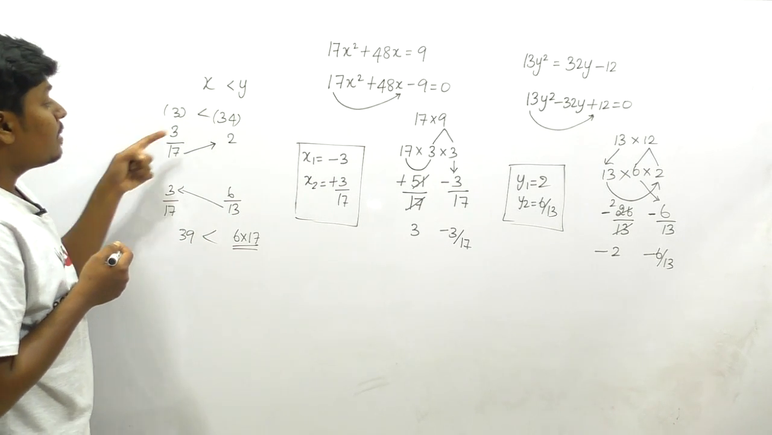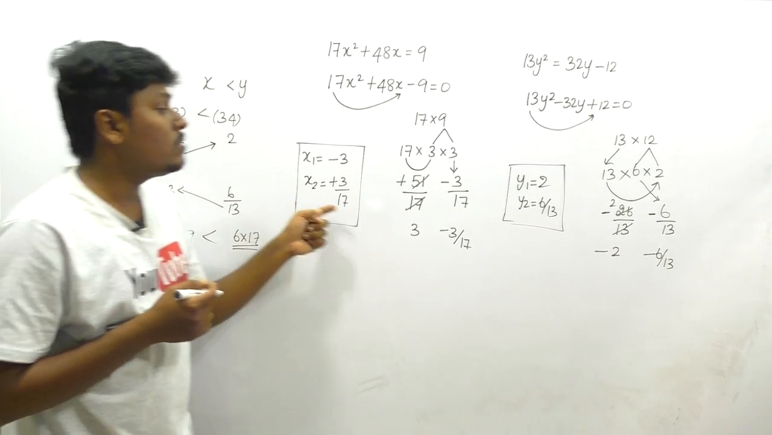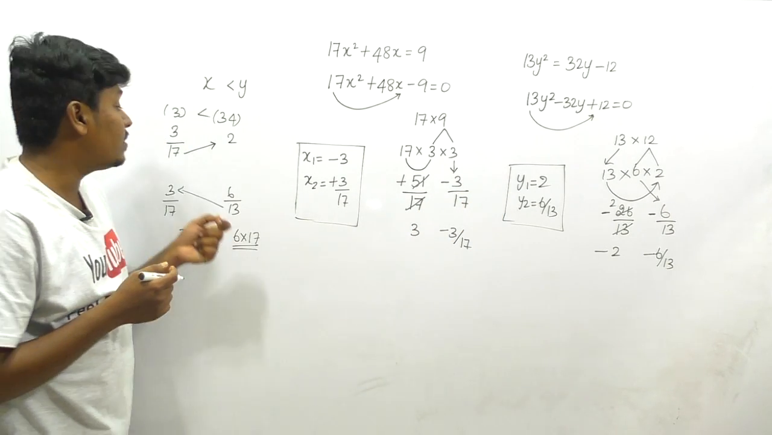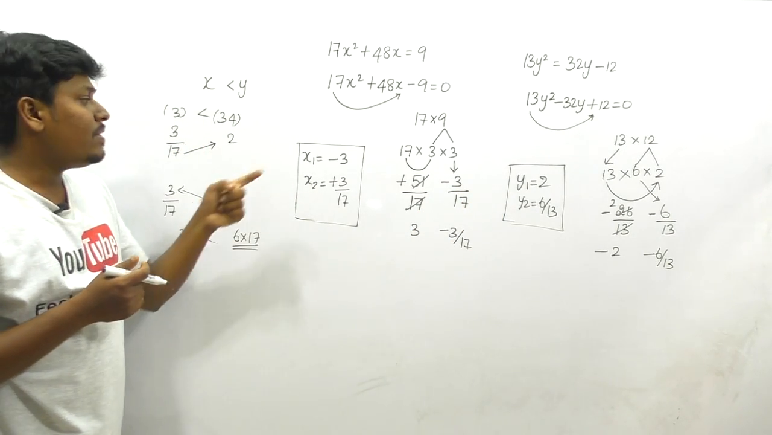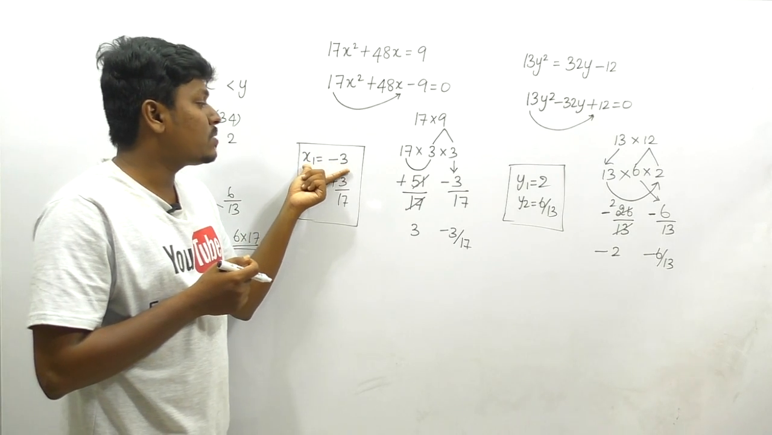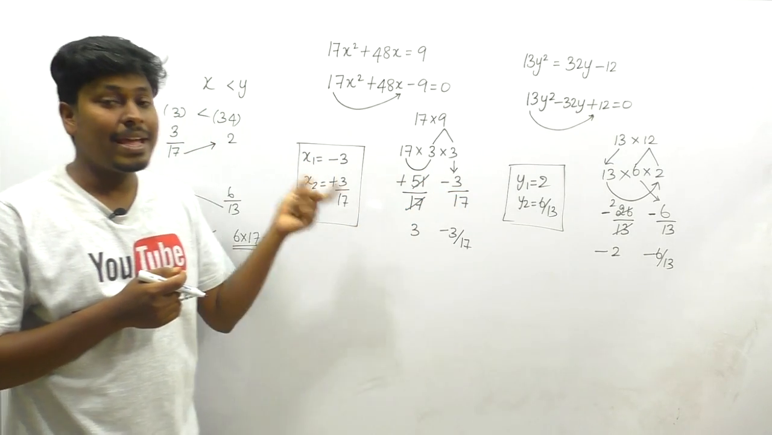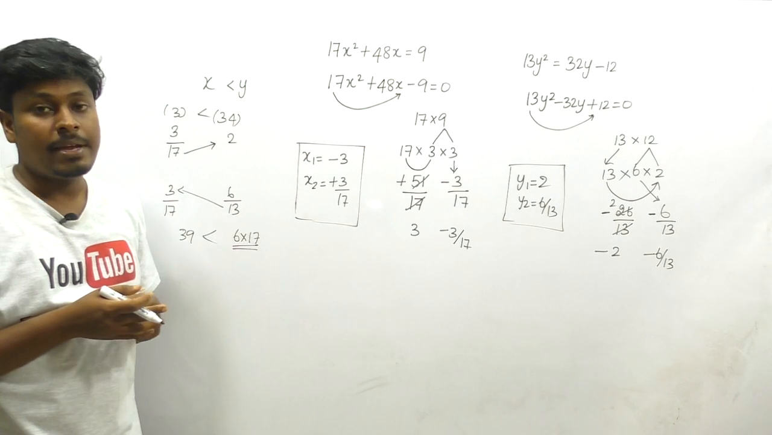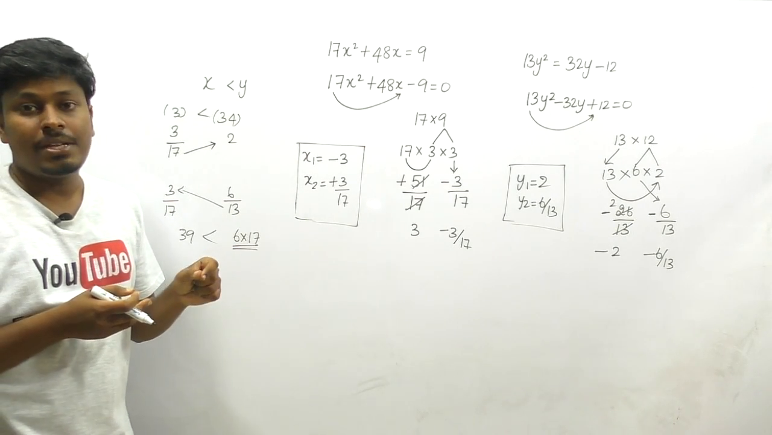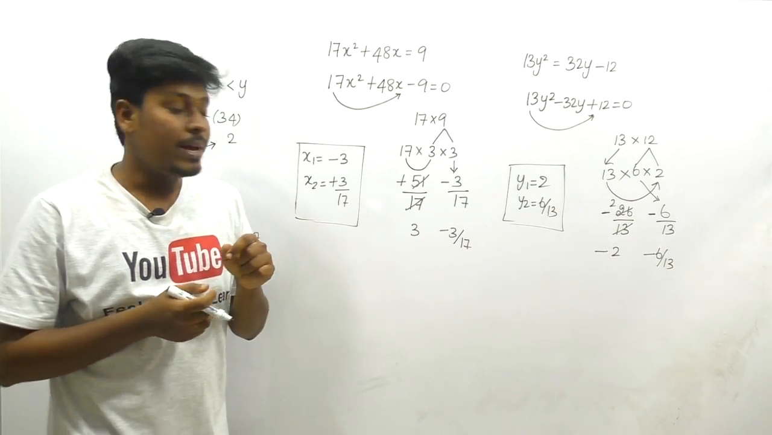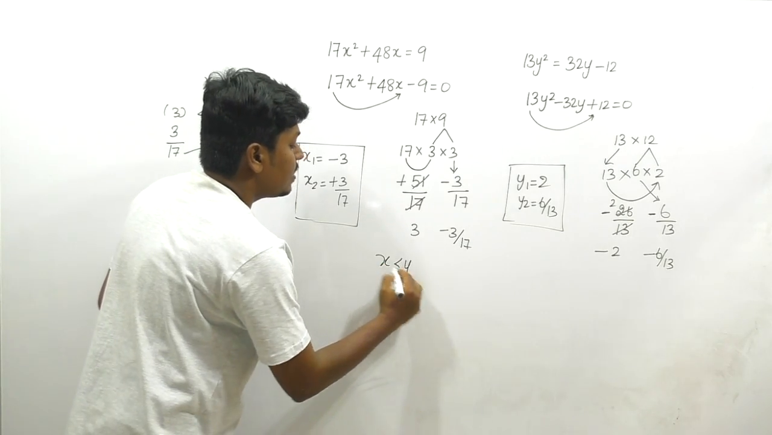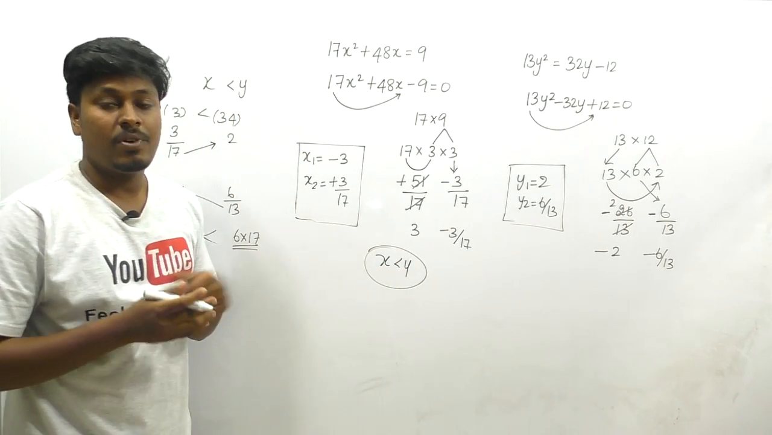Friends, remember that by comparing these two x2 values with all the y values, we have found that x is less than y, and without comparing x1 with y1 and y2, I can clearly say that x is less than y. So in the 4 conditions, we have found that all the x values are less than y. So I can say that x is less than y, or y is greater than x for this sum.